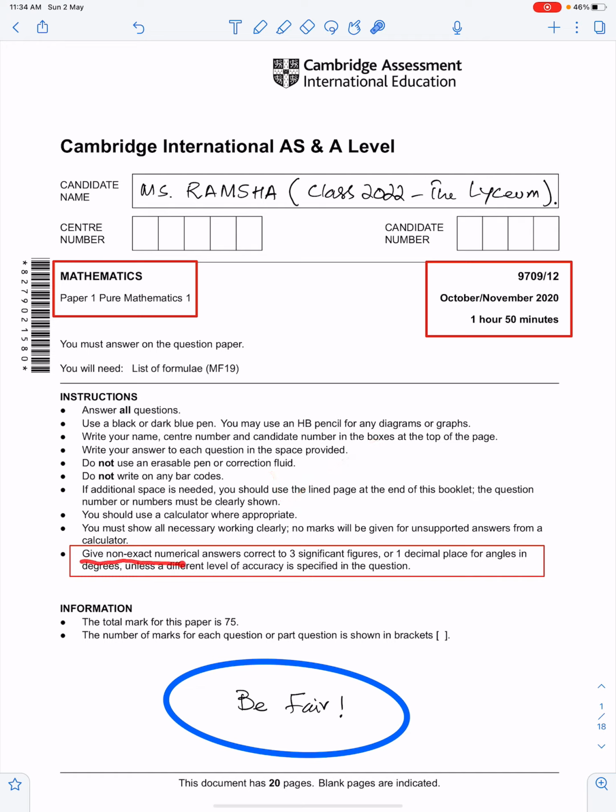Give non-exact numerical answers correct to three significant figures or one decimal place for angles in degrees, unless a different level of accuracy is specified in the question.